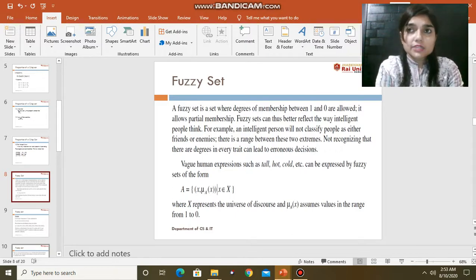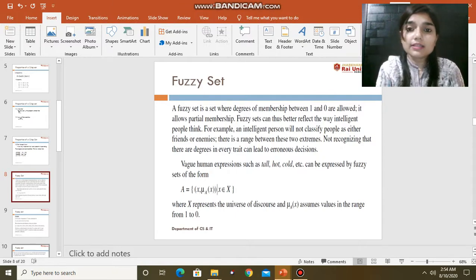If we take a crisp set, there is also a membership function, which is only 1 and 0. In a crisp set, if the element belongs to the set, the value is 1, and if the element does not belong to the set, then the value is 0. So in a crisp set, the membership function is always 1 or 0. But in a fuzzy set, the membership function lies between 1 and 0. Thus, it better reflects the way intelligent people think.